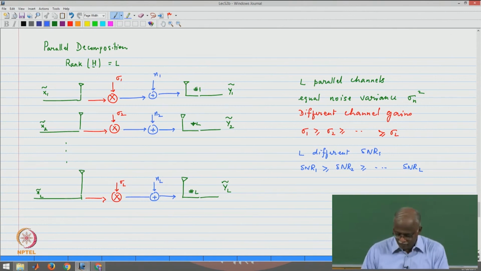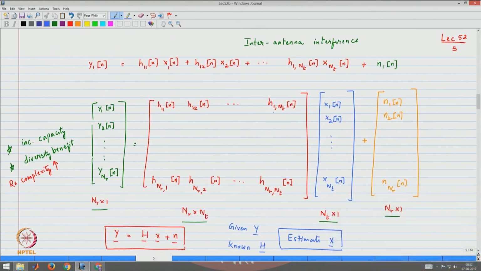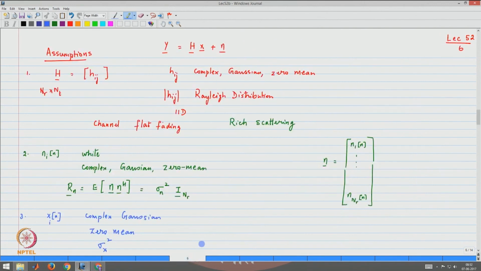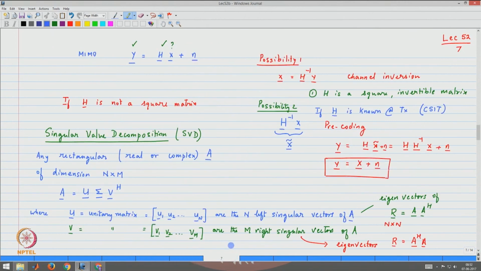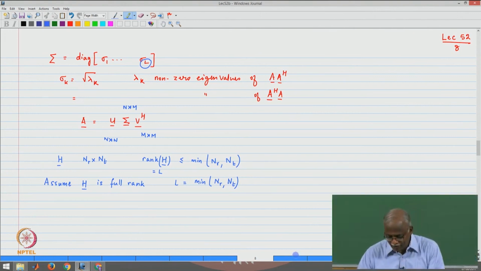So, to summarize, we have a MIMO system where we can represent the input output by means of a transfer matrix. We have explained the assumptions that we have made regarding the entries of this matrix. Then we did the singular value decomposition. The singular value decomposition tells us that any rectangular matrix, whether it is real or complex, in our case a complex valued matrix, can be decomposed in the form U sigma V Hermitian, and the expressions for U, V and sigma were obtained.